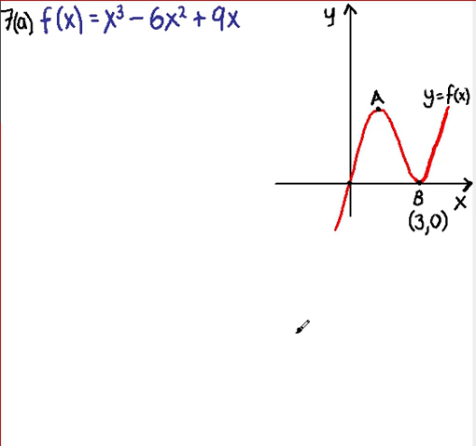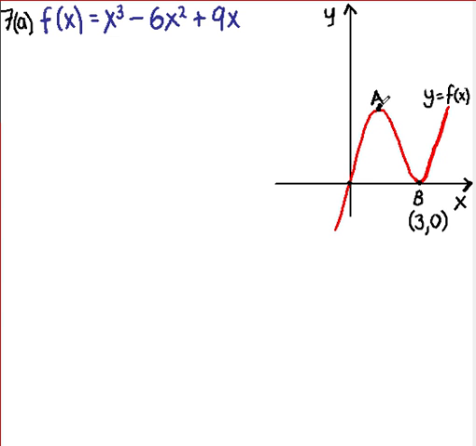Part A of the question asks us to find the coordinates of the turning point at A. So what we want to do is find the coordinates of this point A. Point A along with point B are known as stationary points, and that's because at these stationary points the gradient of the curve is 0. So we have 0 gradient here and 0 gradient here at these stationary points or turning points. That's significant because it helps us identify where these points are.